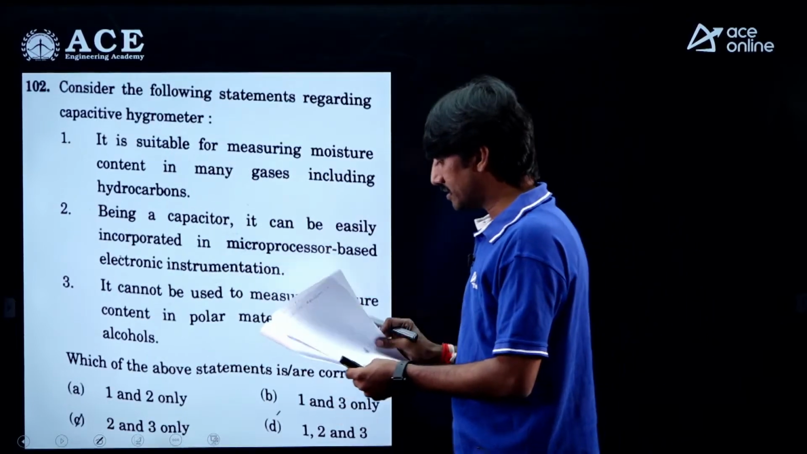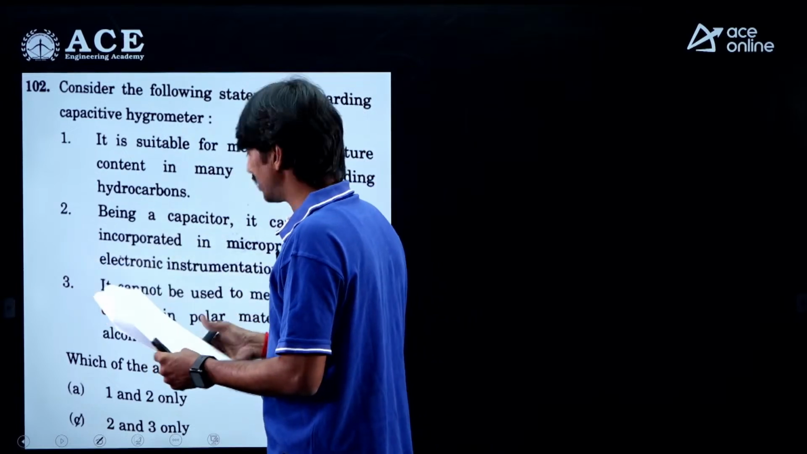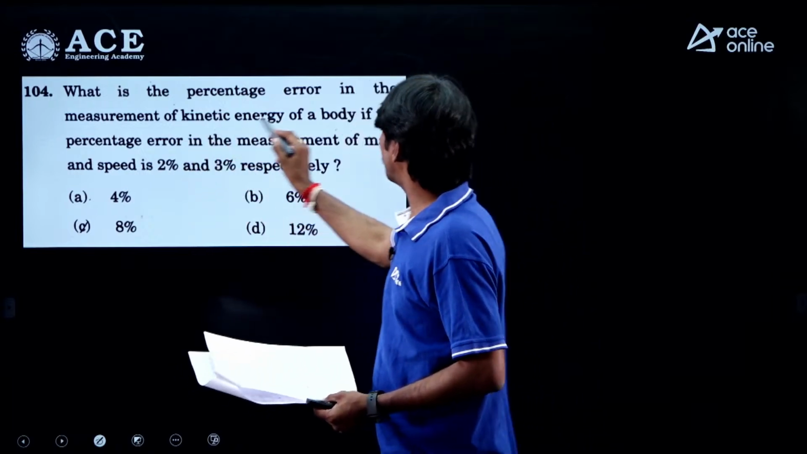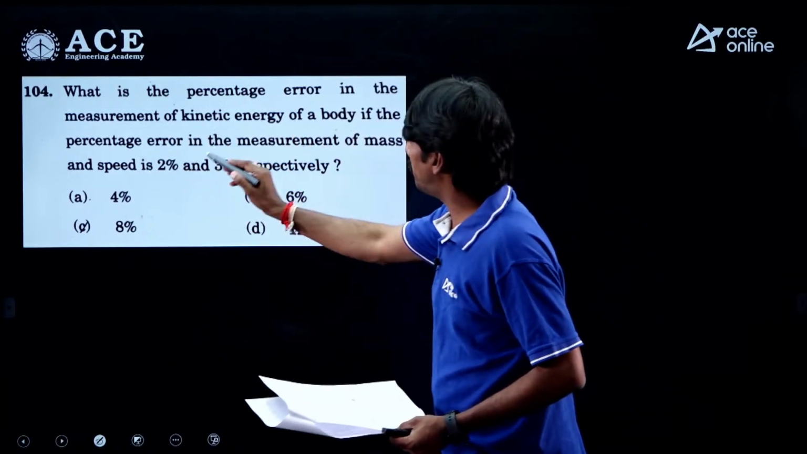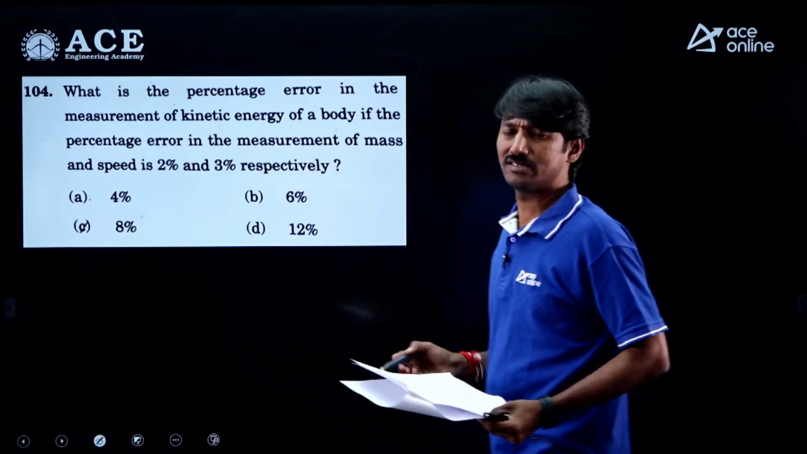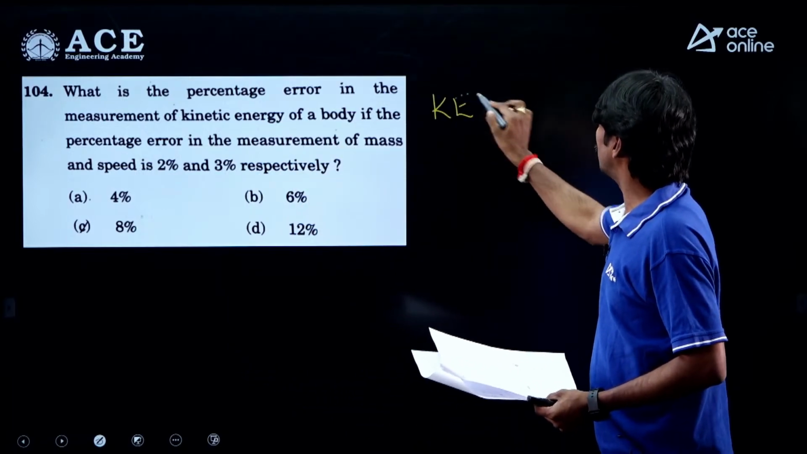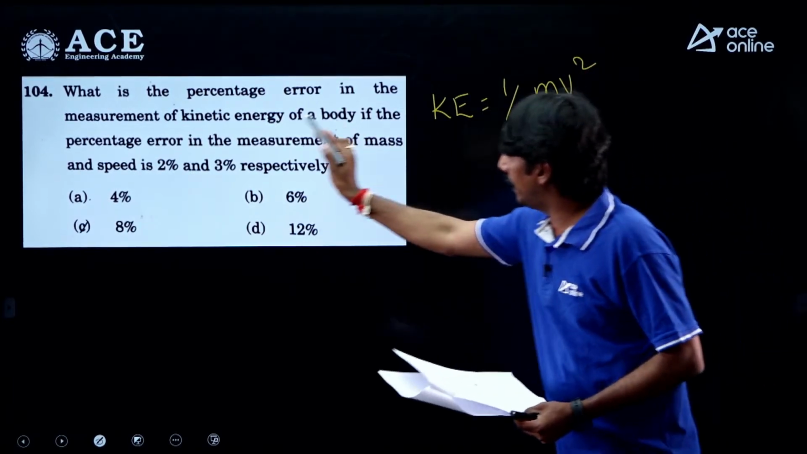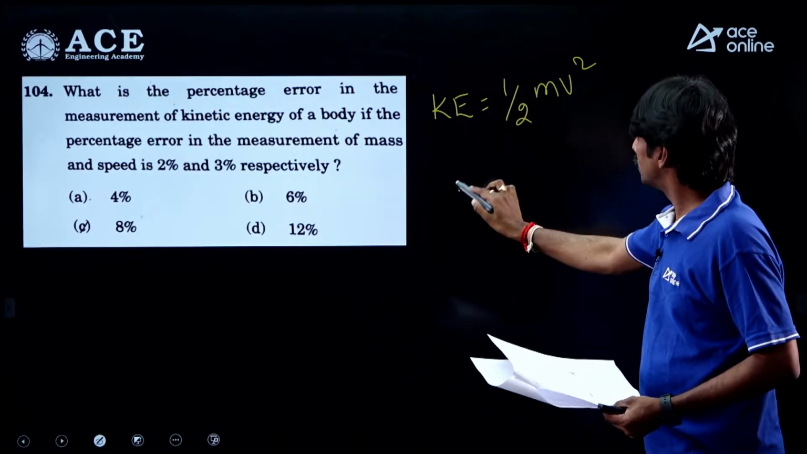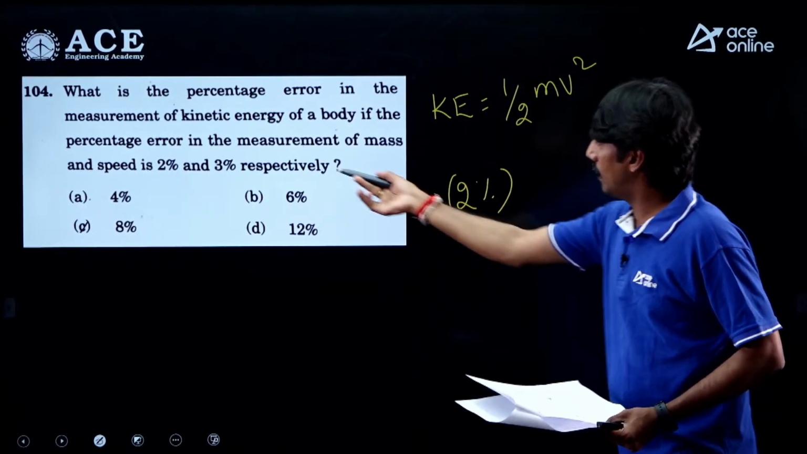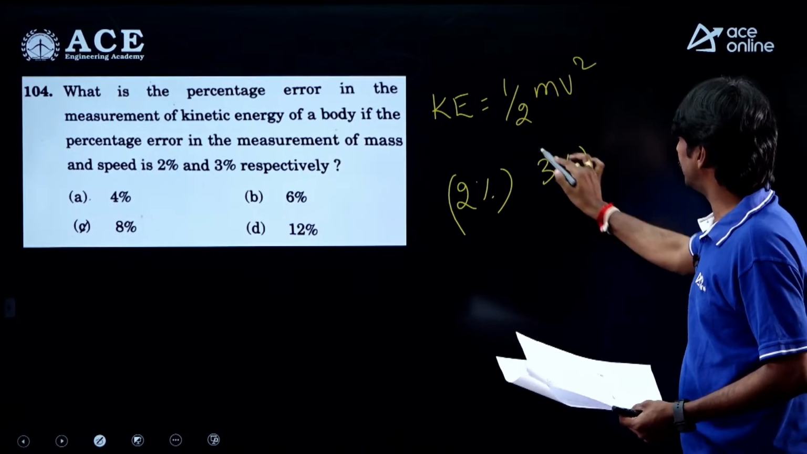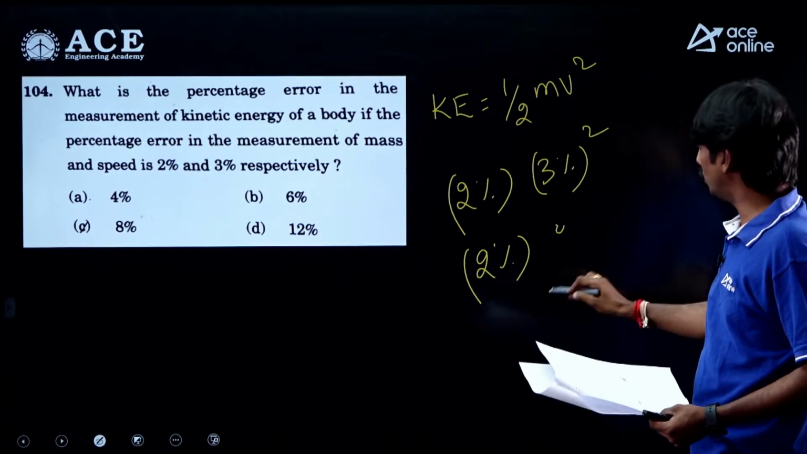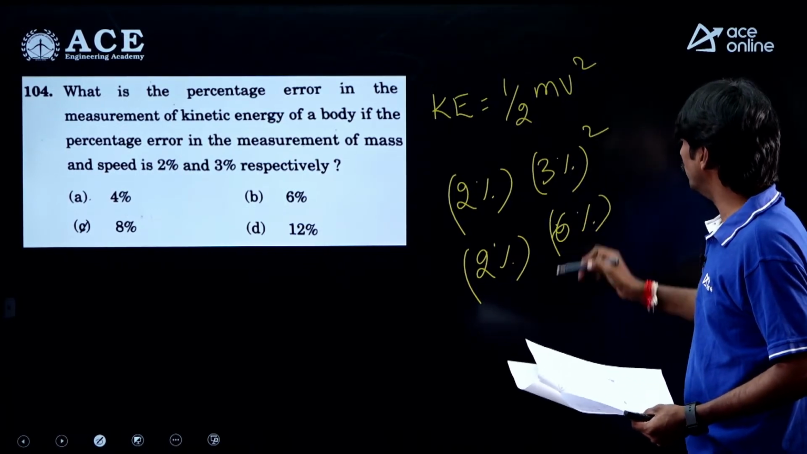And this is a 1 or 2 mark question. What is the percentage error in the measurement of kinetic energy of a body if the percentage error in the measurement of mass is given? It is very simple. Kinetic energy formula, basic formula, half mv square. He has given error in mass, error in velocity or speed. So error in mass is 2%, error in velocity, that is speed, is 3%, squared. So 2 and 3 squared, 2 into 3, so we can write directly 2 into 6.